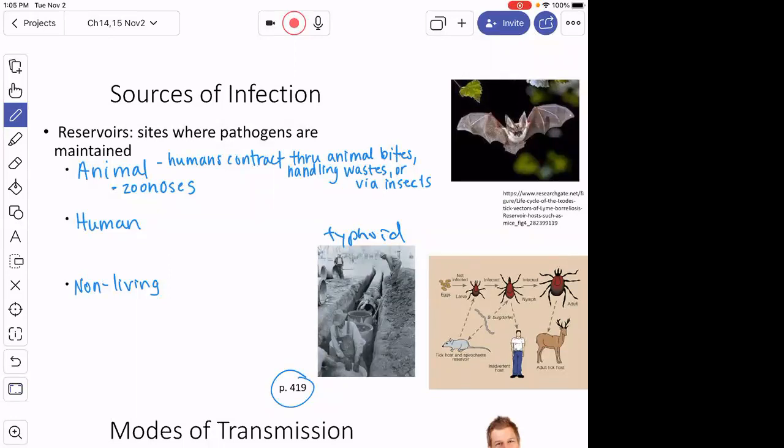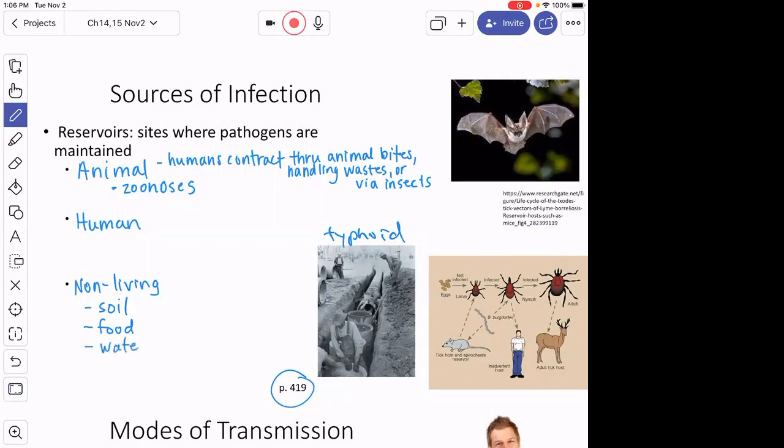Reservoirs can also be non-living. Some examples: soil. Things like anthrax spores can be maintained in the soil and just stay there indefinitely until humans or livestock ingest them somehow. Food is sometimes considered a reservoir. Foodborne illness, certainly, we can get sick from pathogens in food.